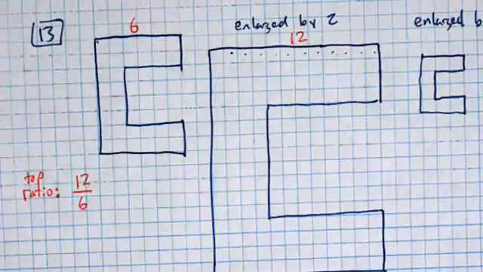So the ratio of the top is 12 over 6. And does that simplify, 12 over 6? What does 12 over 6 simplify to? 2.